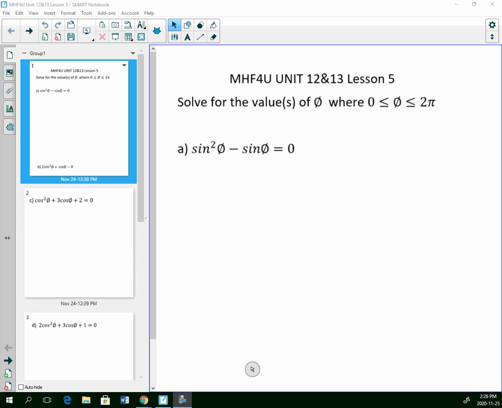Okay, so we've looked at solving for the angle given the ratio. These ones are similar, except you're going to have some quadratic equations that you're going to have to factor. So it's up to you whether you want to just use the equation as is. So here we have sine squared theta minus sine theta equals 0.